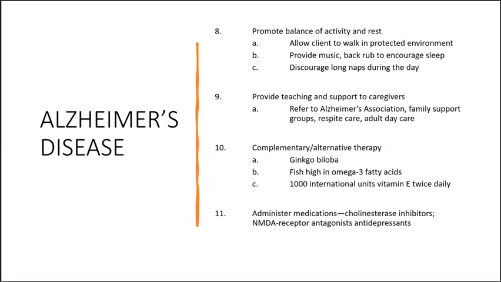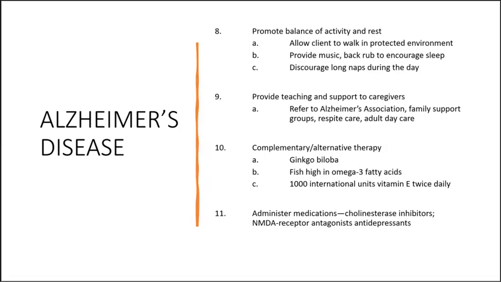Again, you want to administer medications like your cholinesterase inhibitors. Also, you could administer your NMDA receptor antagonist antidepressants. Remember, acetylcholine is one of the chemicals that nerve cells use to communicate with one another in the brain, and even in the central nervous system and other areas of the body. And acetylcholine affects learning, it affects memory, it affects other cognitive functions.